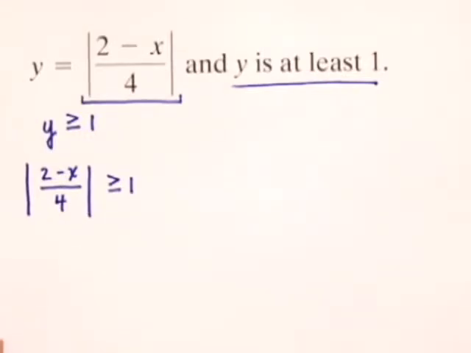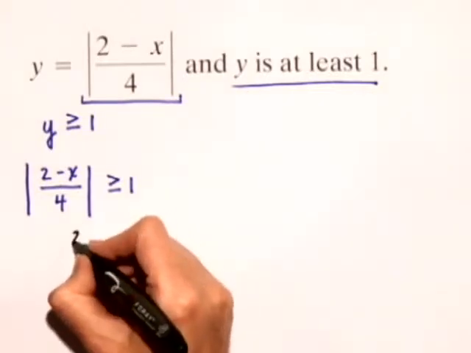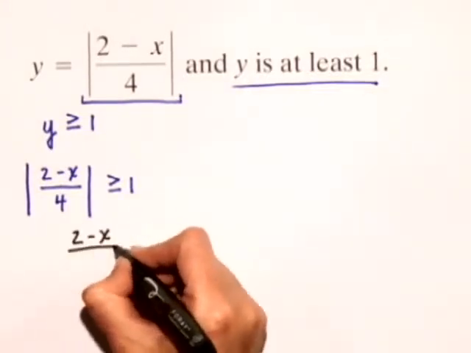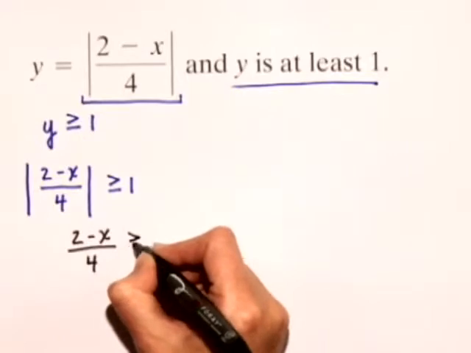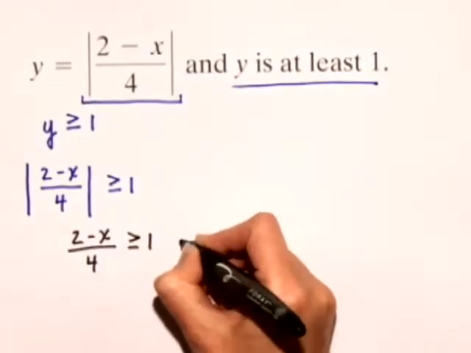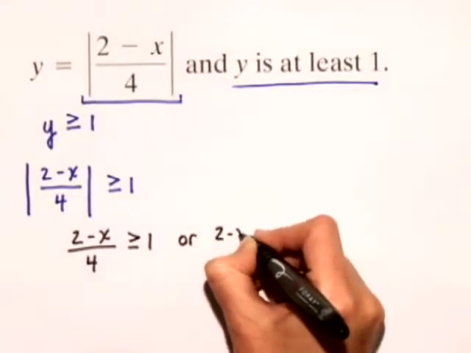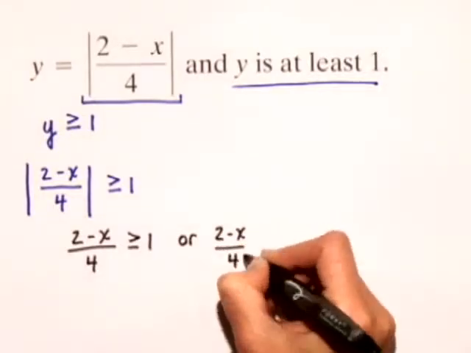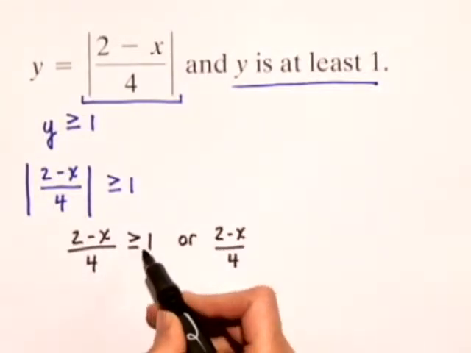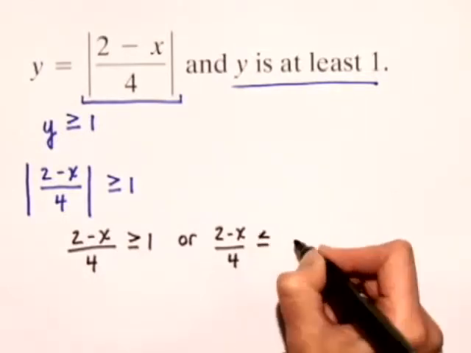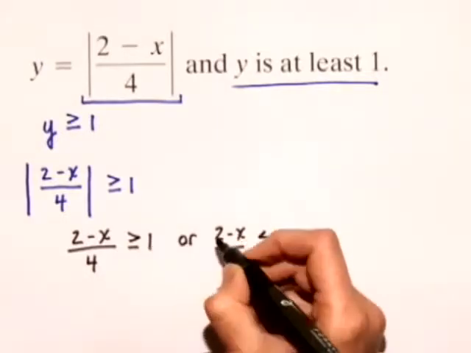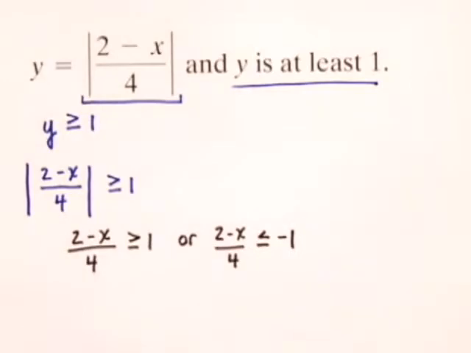The first one is going to be, we'll just have 2 minus x over 4 is greater than or equal to 1, or the second one is 2 minus x over 4. We reverse the direction of the inequality, make it less than or equal to, and take the opposite of the right-hand side, negative 1. Now, we need to solve both of these inequalities.